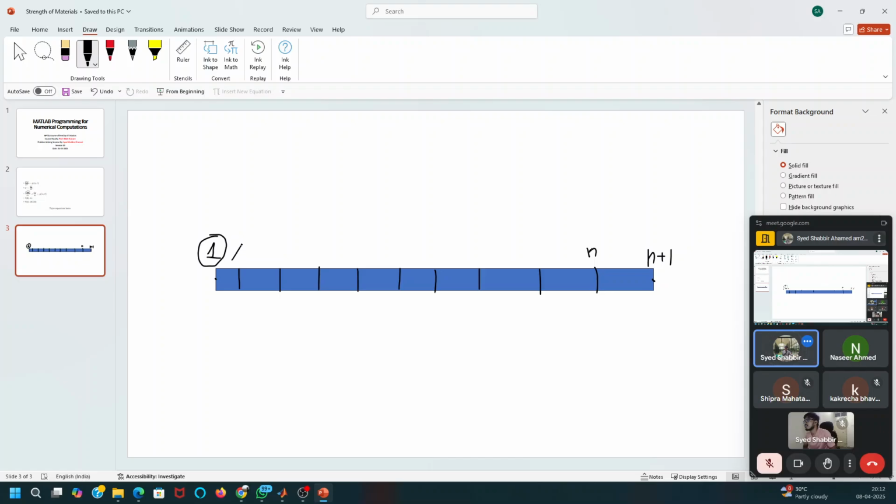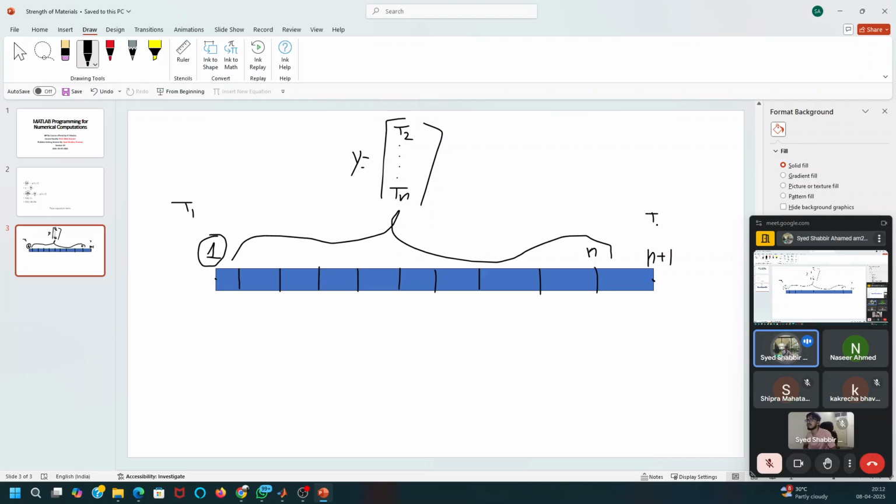So this Y will have all the temperatures from here to here. Y will have all temperatures from T2 to Tn. It doesn't include T1 and Tn plus 1. Okay.